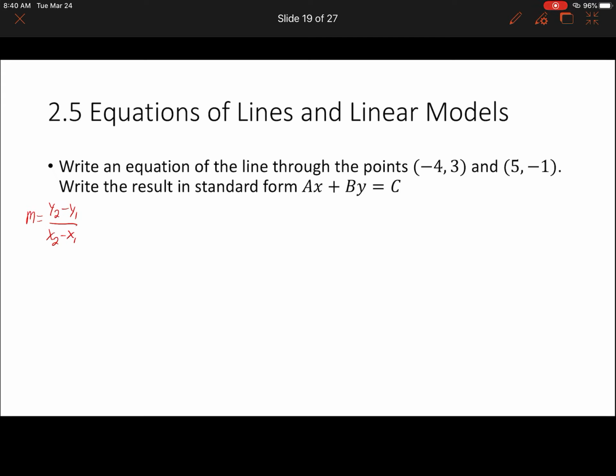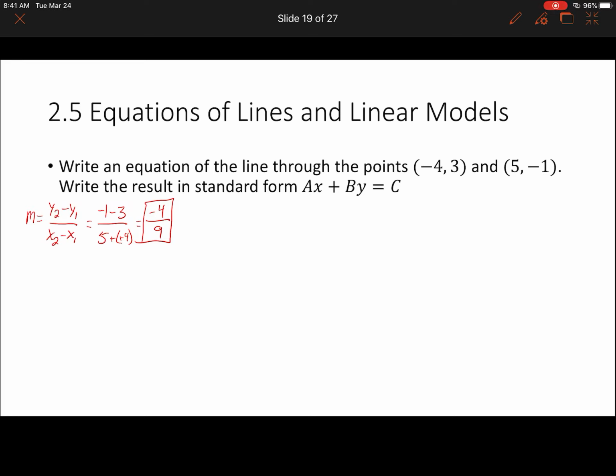And again, the slope formula is y sub 2 minus y sub 1 over x sub 2 minus x sub 1. Hopefully you've had that memorized at this point. And so we're going to have negative 1 minus 3 over 5 minus negative 4. Negative 1 minus 3 is negative 4. 5 minus a negative 4 makes that 4 positive, so 5 plus 4 is 9. There's our slope that we're going to use to write our equation.